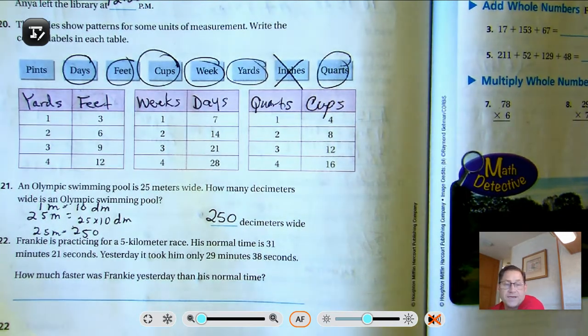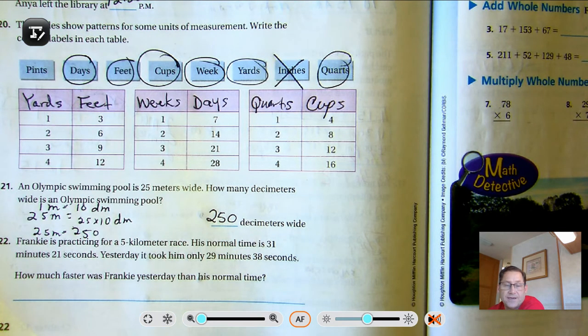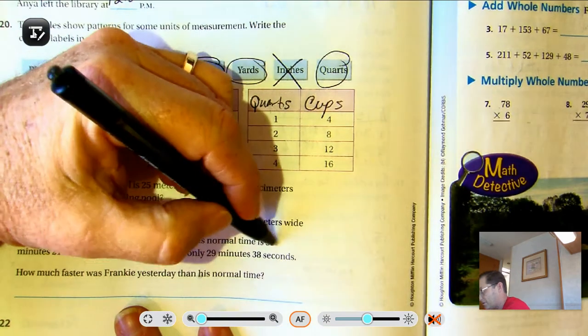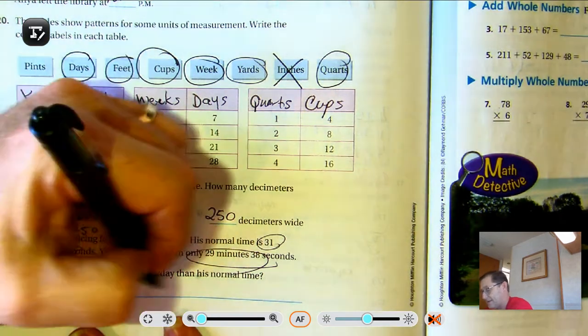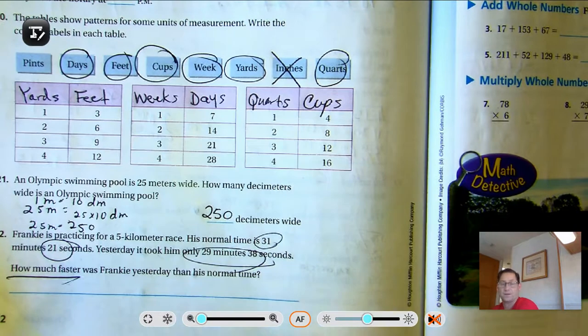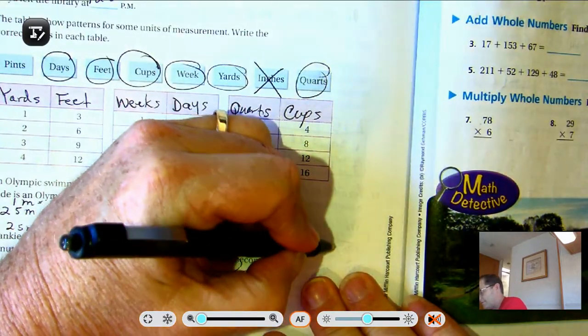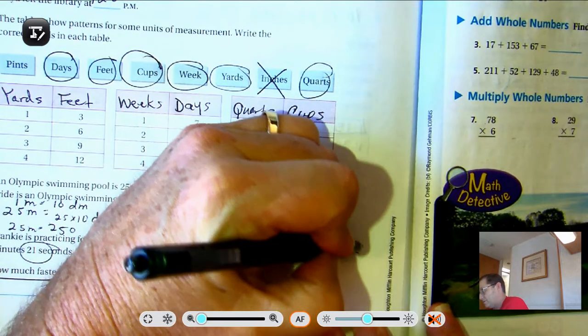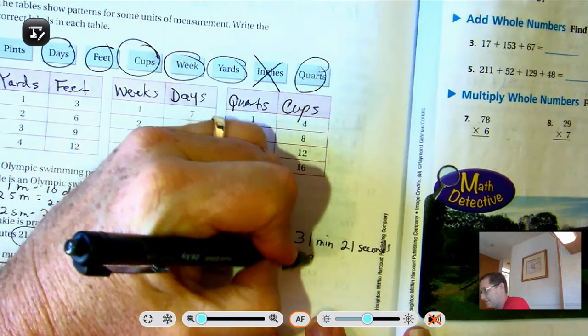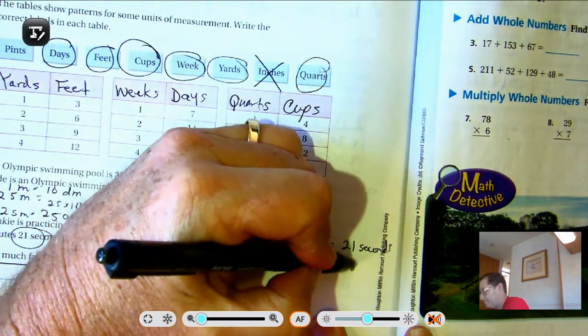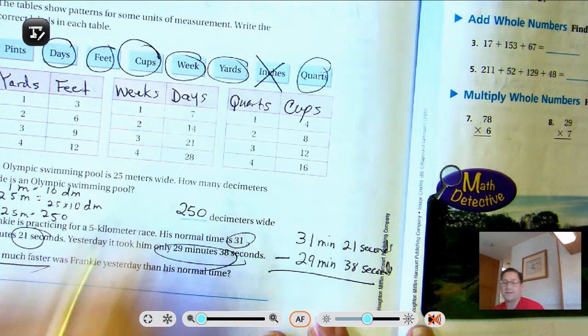And 22. Frankie is practicing for a 5-kilometer race. His normal time is 31 minutes, 21 seconds. Yesterday, it took him only 29 minutes and 38 seconds. How much faster was Frankie yesterday than his normal time? Okay, so we're going to use 31 minutes, 21 seconds, and 29 minutes, 38 seconds. So his normal time is 31 minutes, 21 seconds, and we're going to subtract his time yesterday to find out how much faster he went.